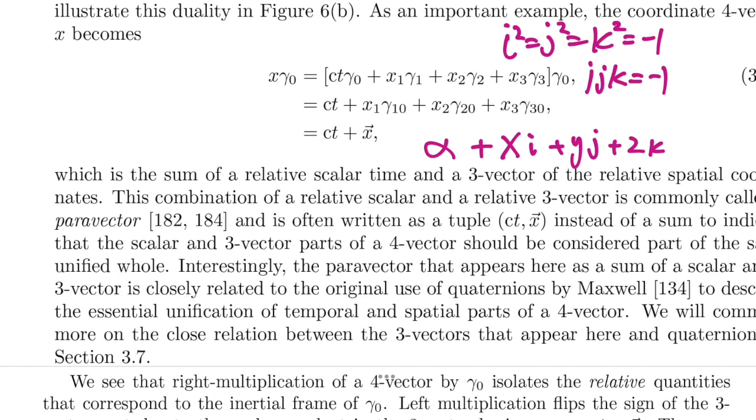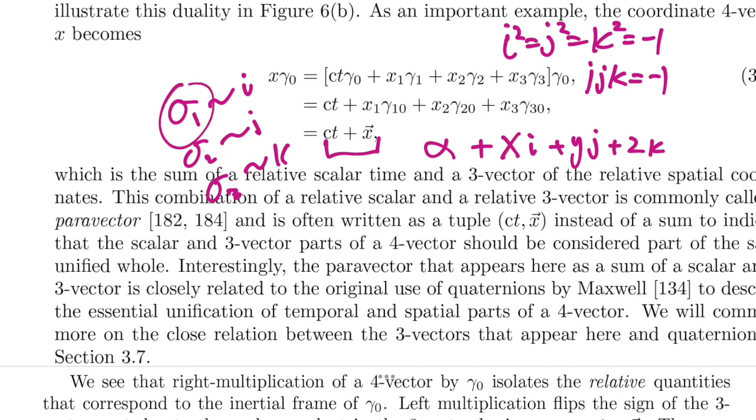It would be a mistake, however, to think this is a quaternion of some kind, where sigma 1 gets correlated with i, and sigma 2 gets correlated with j, and sigma 3 gets correlated with k, right? That's a mistake, because right away, if you calculate sigma 1 squared, right?